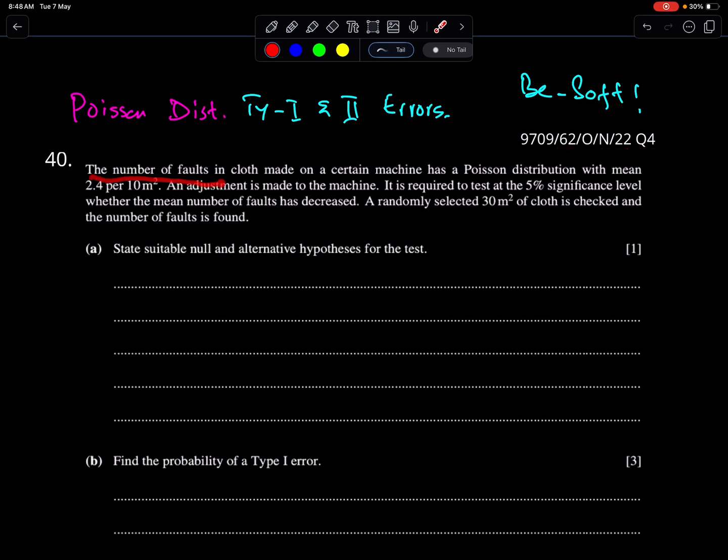The number of faults in cloth made on a certain machine has a Poisson distribution with mean 2.4 per 10 meter square. An adjustment is made to the machine. It is required to test at 5% significance level whether the mean number of faults has decreased. So H1 is lambda less than, a lower tail test. A randomly selected 30 meter square. For 30 meter square, lambda is 7.2.